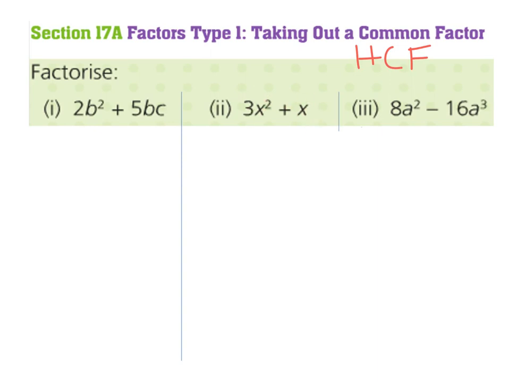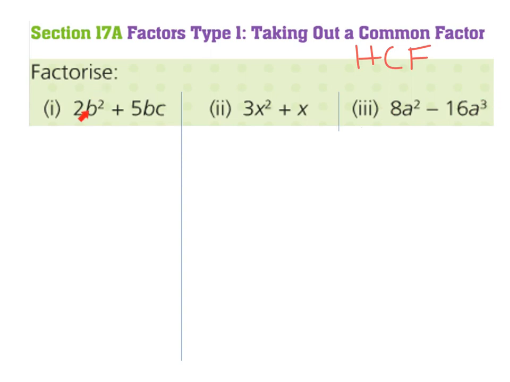And in the third question, we have 8a squared minus 16a cubed. So 8 and 16, there's a few numbers that will divide into those. 2 will divide into both of them, 4, 8. But remember, we're interested in the highest common factor. So 8 will be a part of our HCF. And we also have a squared and a cubed. So what would divide into both of them is a squared.